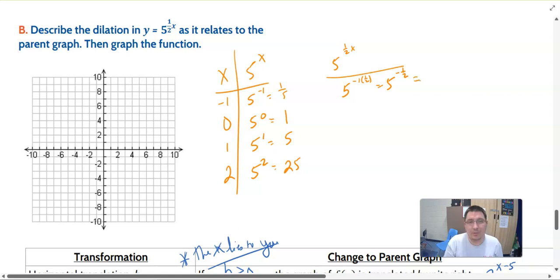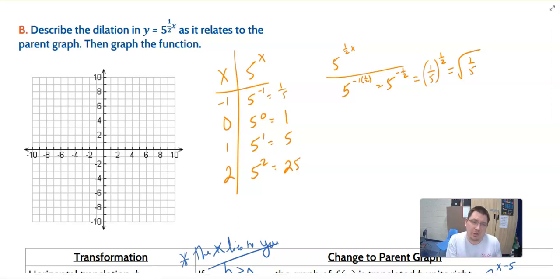Because what's happening with this value is it's actually changing. So we're going to get the 1/5, and then remember that's to the positive 1/2 power. It's the square root of 1/5. That is such a small number. It's actually going to be bigger because when you take a square root of a decimal, it actually gets closer back to 1. So it's actually going to be a little bit bigger.